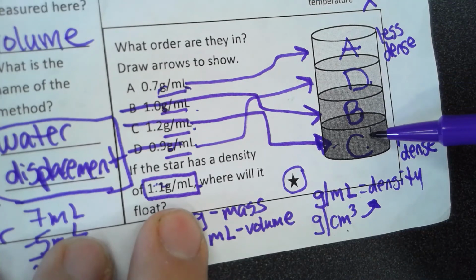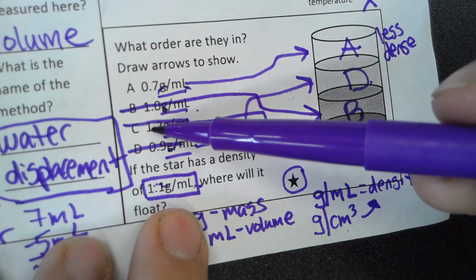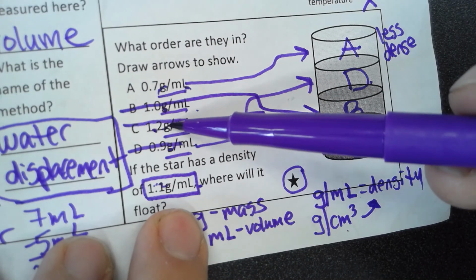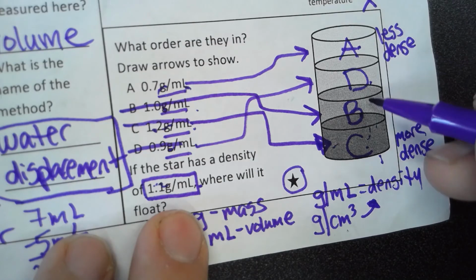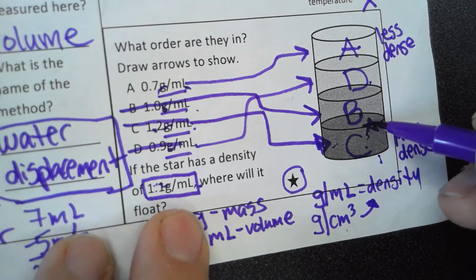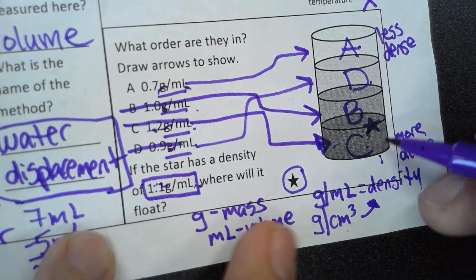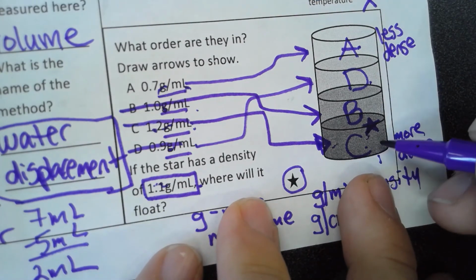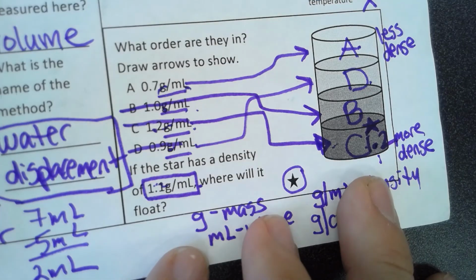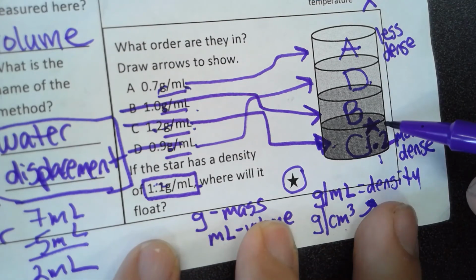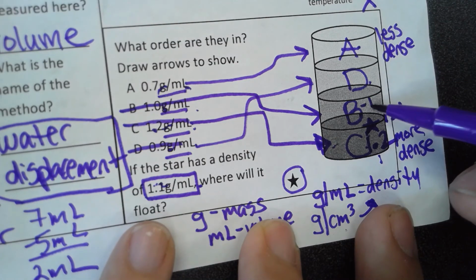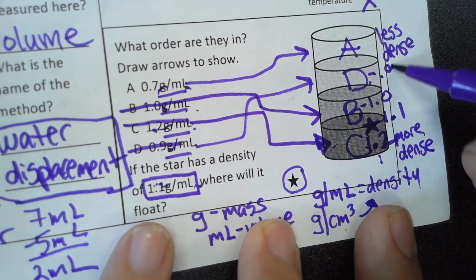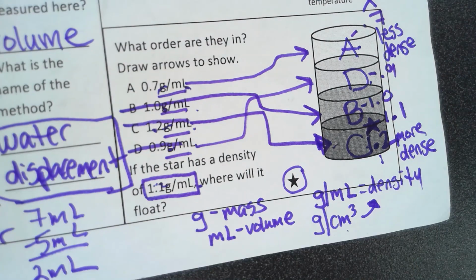And then how about C? C says 1.2. The star is less dense than C, so it's not going to sink to the bottom of C. So the star, if you drop it in, is going to stay right here on top of C, because C has a density of 1.2 and the star has a density of 1.1. And then remember, B has a density of 1.0, D is 0.9, and then A is the least dense, it's 0.7. Alright?